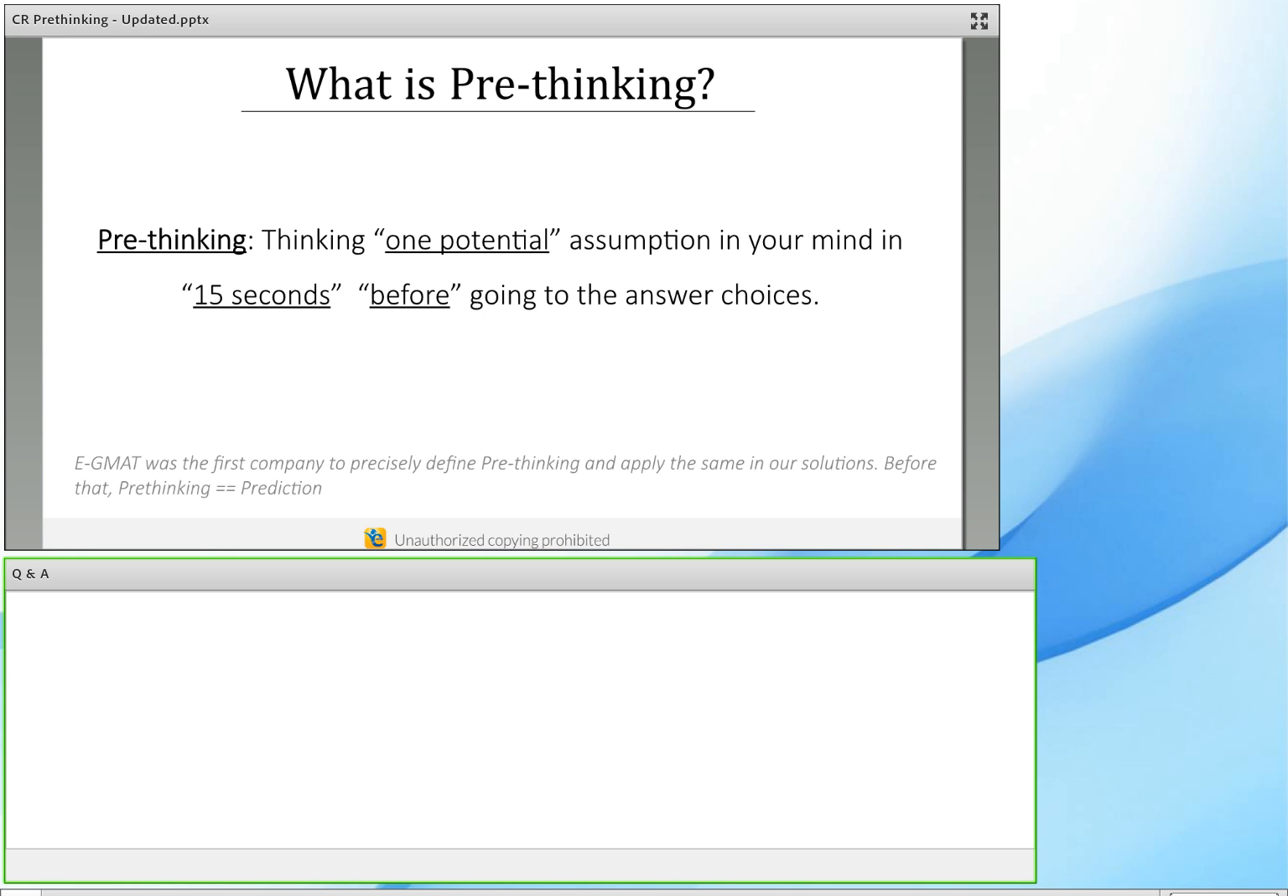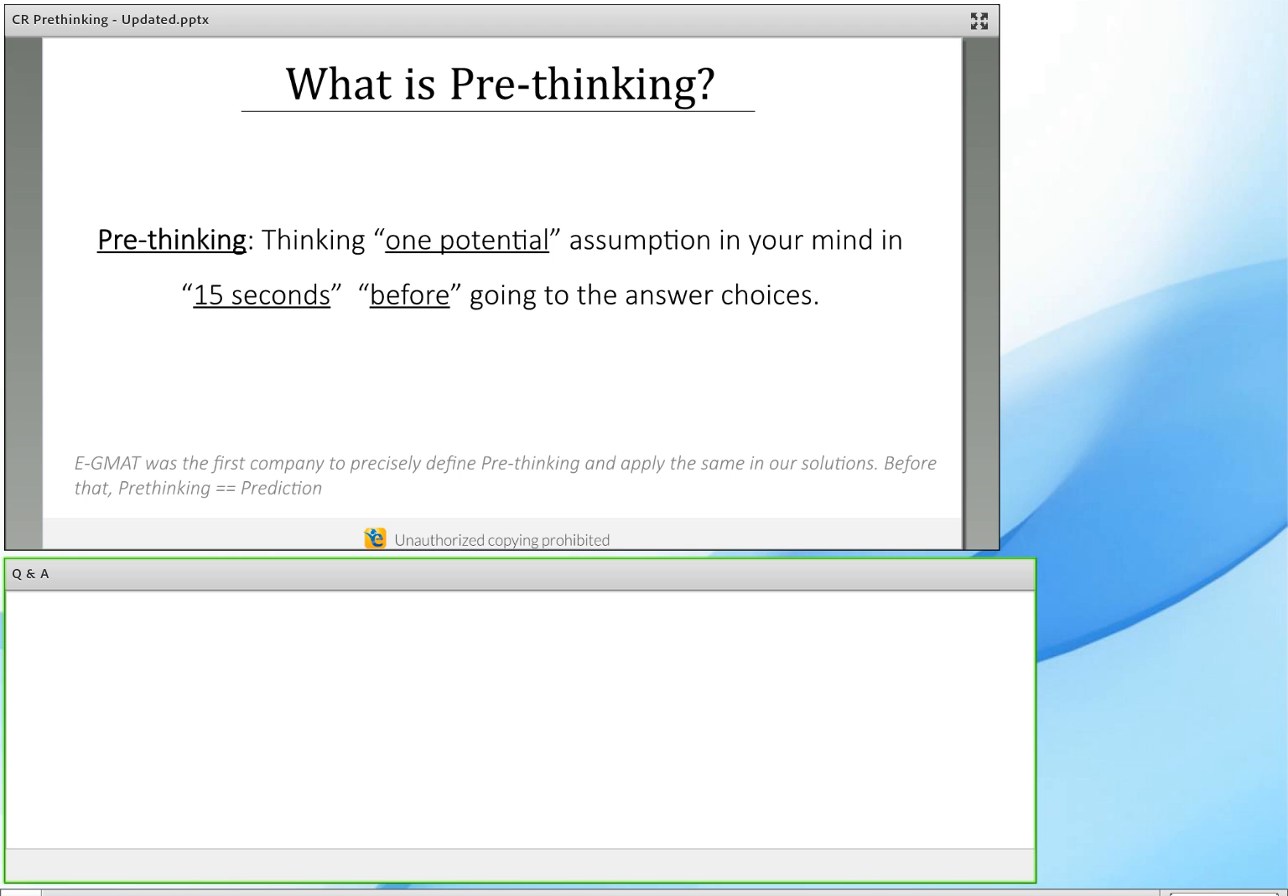Another distinction I want to make sure you understand is, pre-thinking is not the same as predicting the answer. We are not trying to predict the answer with pre-thinking. The only thing that we're trying to do is make sure that we comprehend the argument well enough so that we are able to understand the logic of the argument. And this distinction is really important because we're the first company to clearly identify what pre-thinking is, and every question that we solve is solved using pre-thinking.